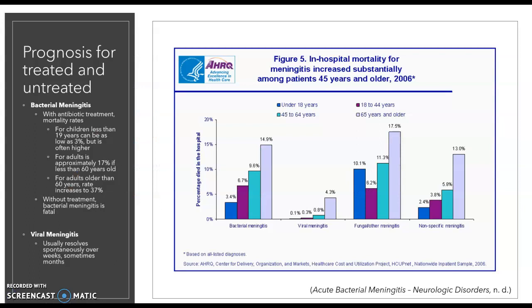So prognosis for bacterial meningitis is concerning. Even with treatment, mortality rate is significant. This chart here I found, even though it's dated 2006, shows a nice spread of how the age groups are impacted across the different types of meningitis, with the over 65-year-old group the most impacted by death. Without treatment, bacterial meningitis will result in death, whereas viral meningitis typically resolves with or without treatment within weeks or sometimes months.